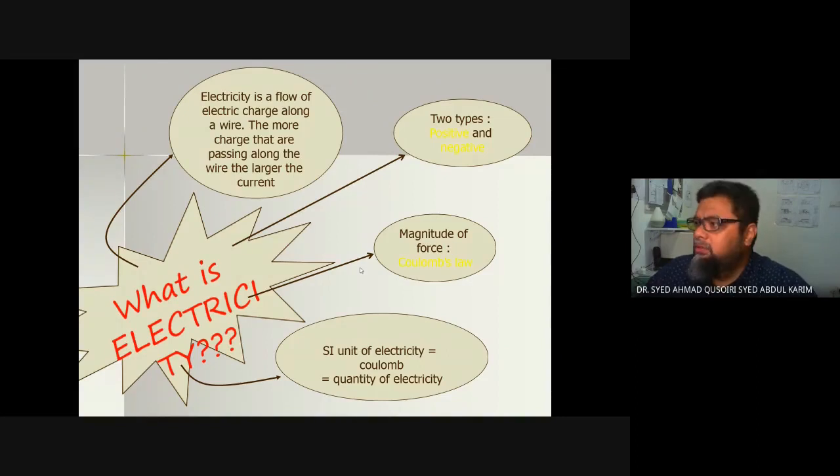We have two types of electric charge, the positive and the negative. We have Coulomb's law as the magnitude of force. Okay, and then this represents the quantity of electricity. We will not tackle this topic, as the electrical students are handling it. We are just going to browse through the definitions.